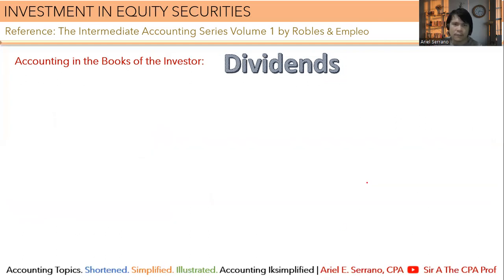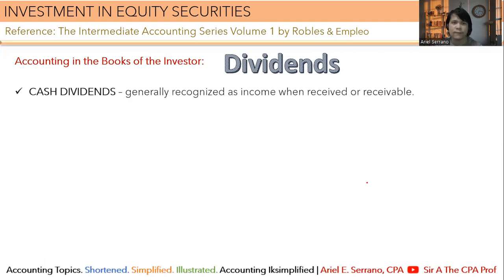Next tayo. Dividends. Alam naman po natin na marami po tayong klase ng dividendo. Pero ang pinaka-common na pinag-aaralan po natin ay cash dividends. So yun na unahin natin. Pag cash dividends, it is generally recognized as income when received or receivable. Receive pag natanggap mo na, receivable pag hindi pa.